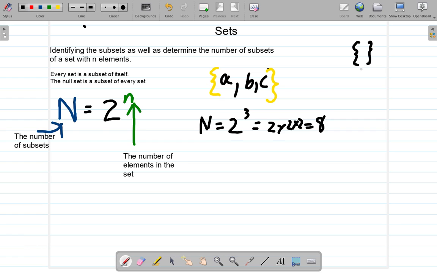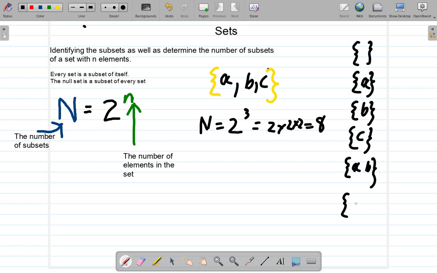You have the null set. Good. Then you have A. Then you have B. Then you have C. So we're looking at each of these. No elements, then 1 element. Let's see if we can go in order. 2 elements. You have AB. You have AC. 2 elements starting with A. Alright, we've done that. And then 2 elements starting with B.